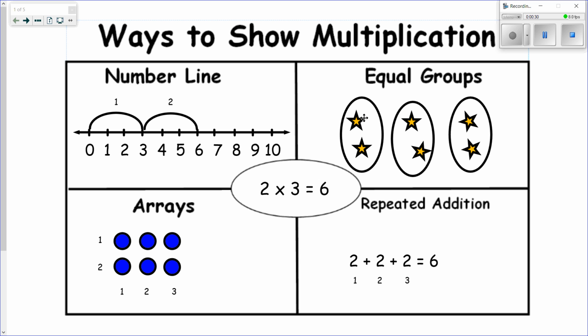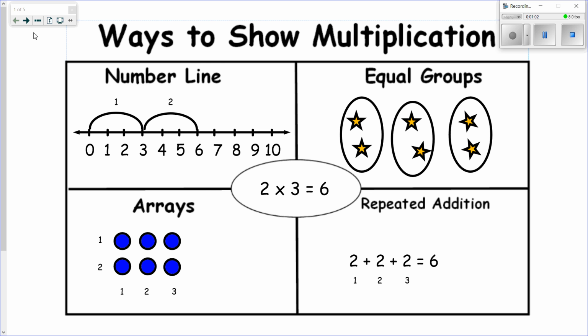There's equal groups. Two in each group, three different groups. Then you count the stars and you get six. Back to arrays, which we spent some time on. We have two rows, three columns, and if you count the dots, we have six. Finally, repeated addition. If you take the first number and add it the number of times the second number says, in this case, three. 2 plus 2 plus 2 equals 6.